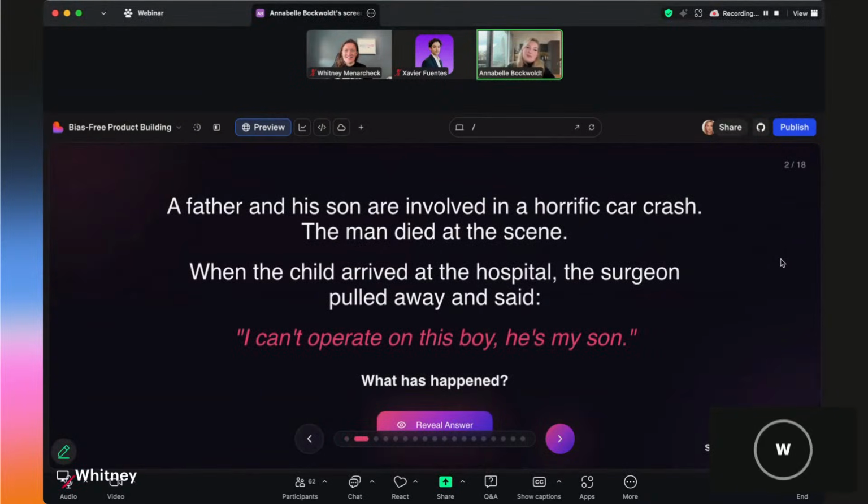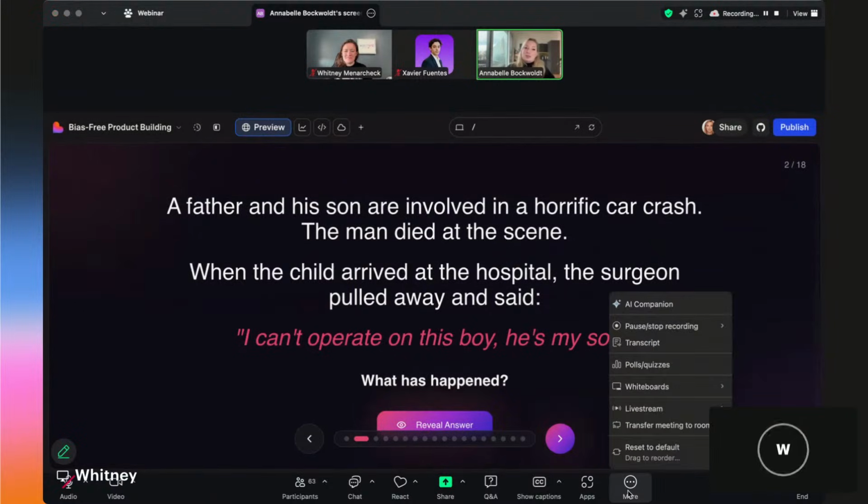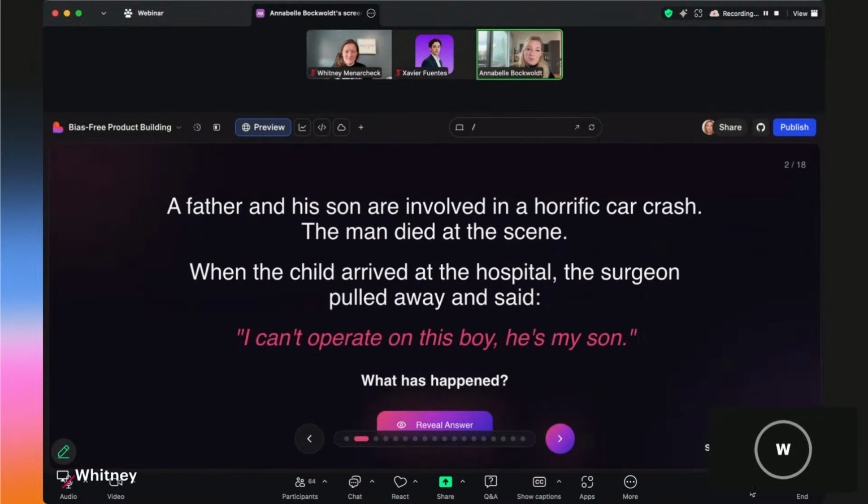Since I don't know exactly who's in the audience, I assume that a lot of She Builds participants are aware of biases, but we do a small test. So I have a small riddle for you just to warm you up, and you can put it into the chat if you know what's the solution to this one. And I try to see it in parallel. All right, we have one first answer. I can see it here.